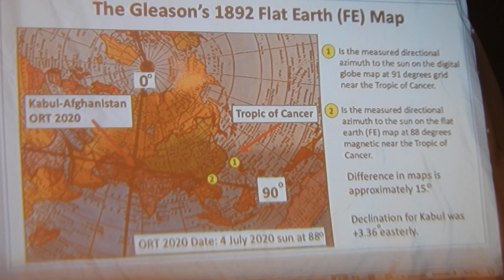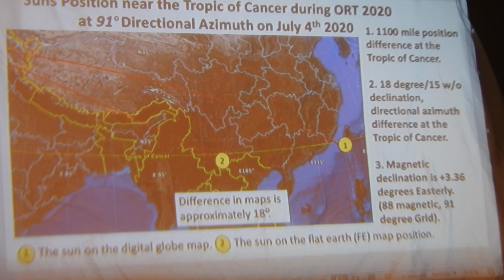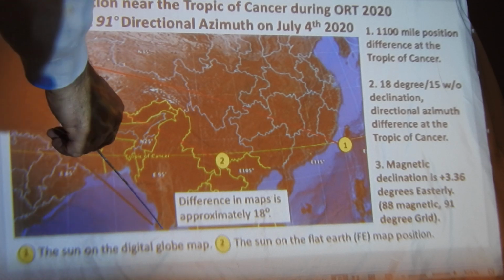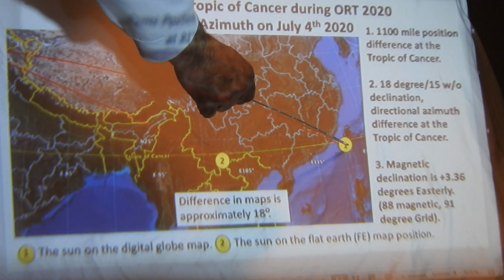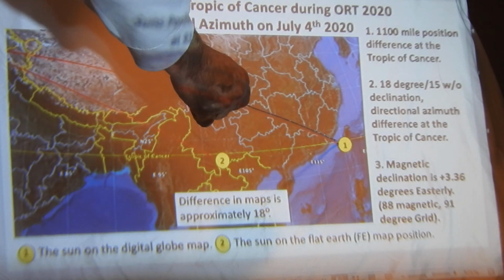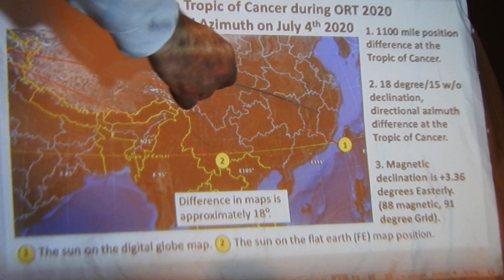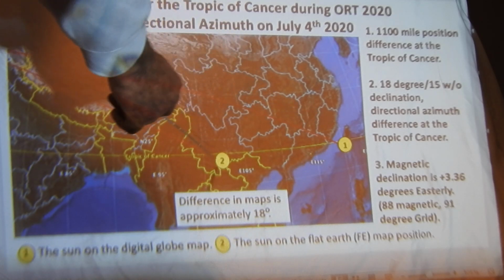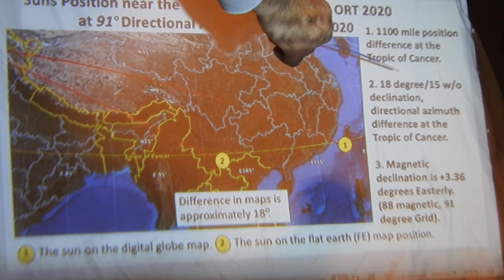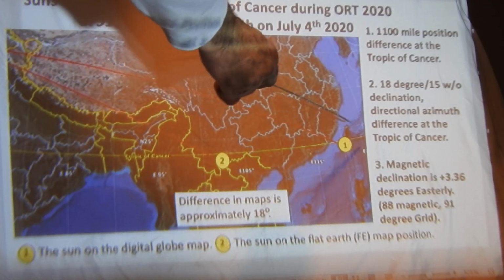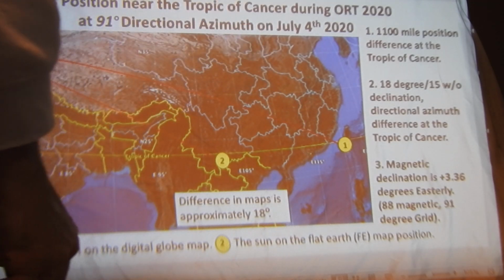Now this is the difference on a flat earth map. Now we're going to show you the difference on a globe map. This is a globe digital map. Again, much different. The sun on a digital globe map, sun position 1, right here. So this would be on a globe, how it's plotted out. And again, from Kabul, Afghanistan, going out, this is about 1,100 miles. And roughly on here it's about 15 to 18 degrees, but I think it's closer to 15 degrees.